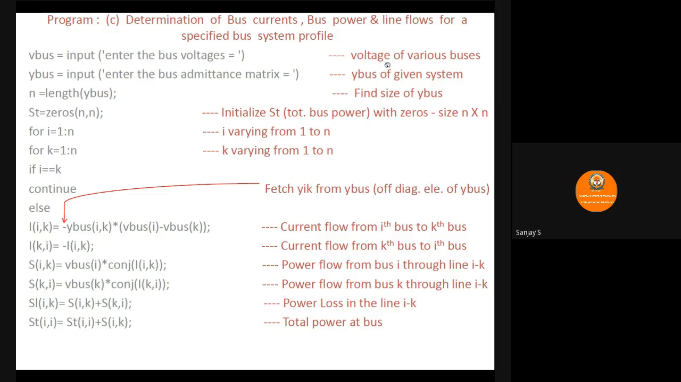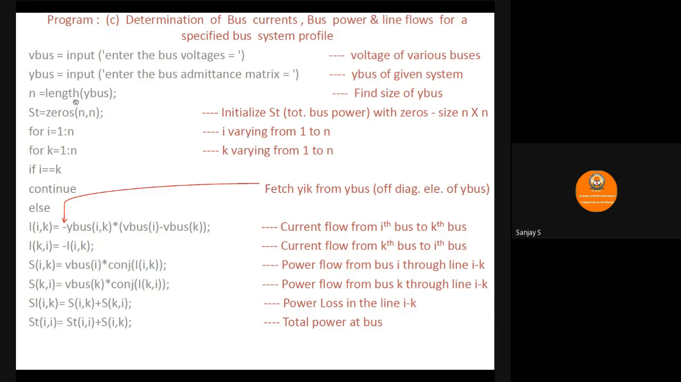See, voltage at various buses we would already have got from load flow studies. We are going to input the same. Then Ybus is equal to input, enter the bus admittance matrix. Already the Ybus of the system will be known while solving the load flow problem. That also will be taken as input.